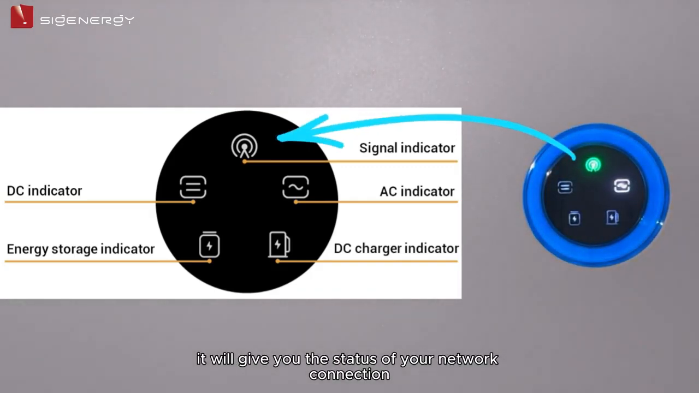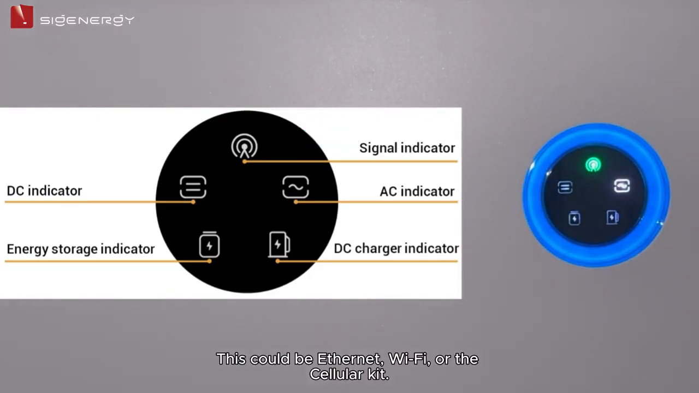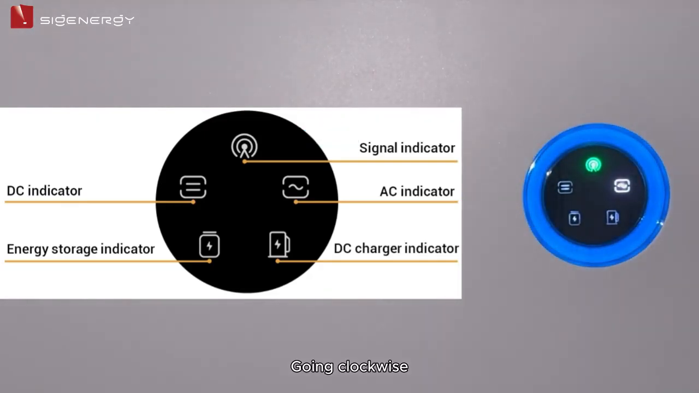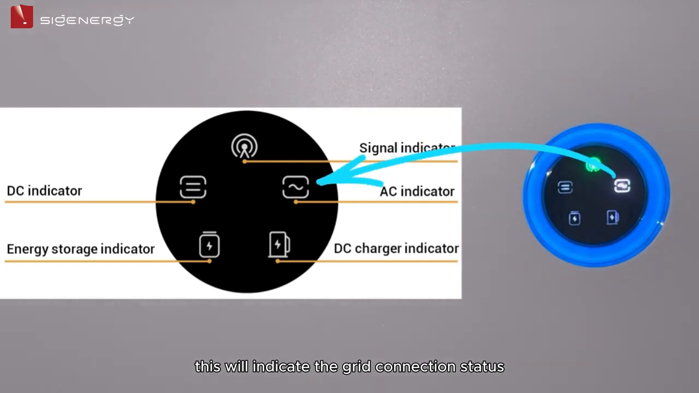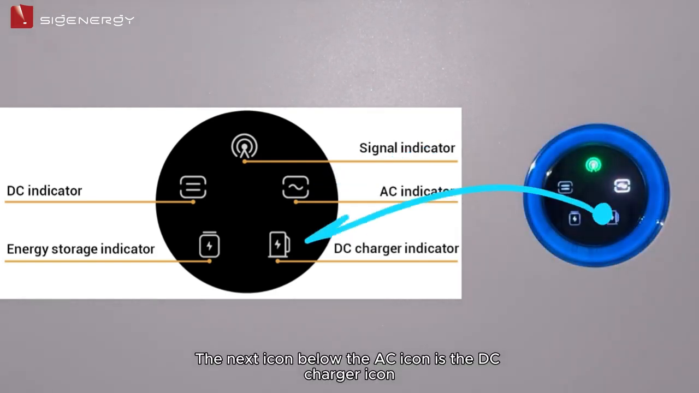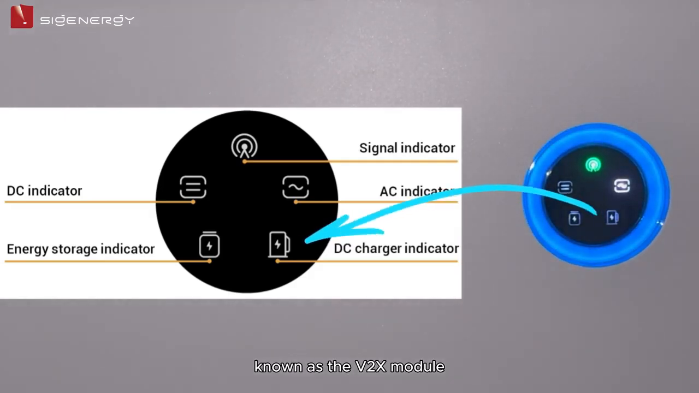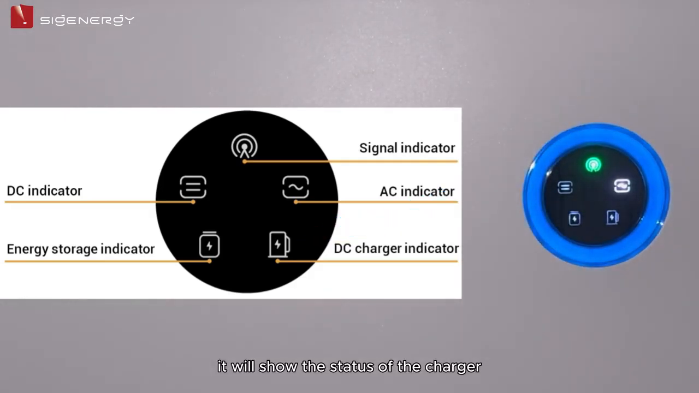It will give you the status of your network connection. This could be Ethernet, Wi-Fi, or the cellular kit. Going clockwise, the icon with a sine wave is the AC indicator. This will indicate the grid connection status. The next icon below the AC icon is the DC charger icon, known as the V2X module. It will show the status of the charger.